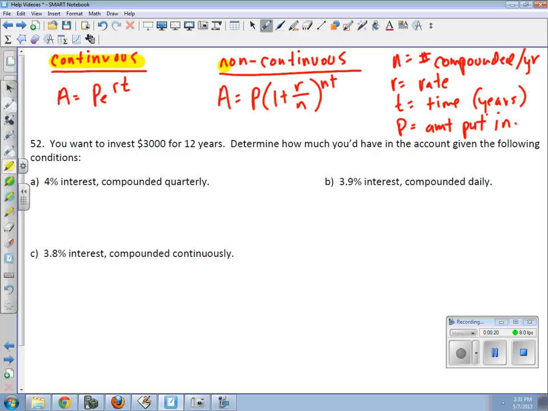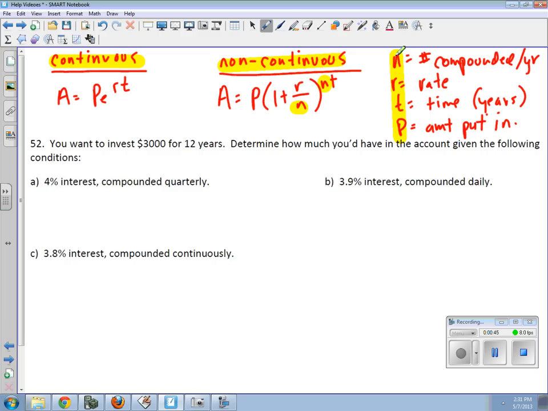The other formula we're going to use is your non-continuous compounding formula, which gives you N. N is the number of times that you will compound interest within a given year. And typically, you'll see in problem part A and part B of this question, those are problems that are going to use that second formula. And if you see over here, you see what all the variables represent. N is the number of compoundings per year. R is the rate in decimal. T is the time. And P is the amount that you're putting in.